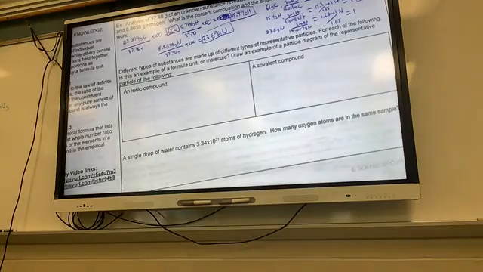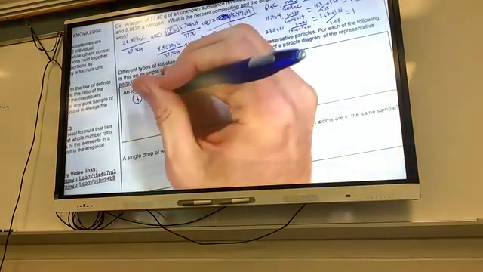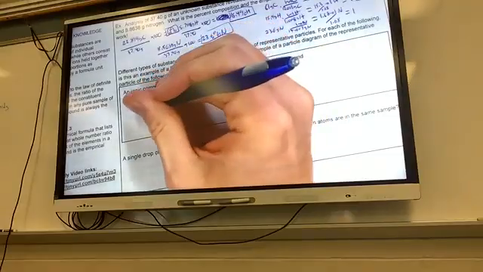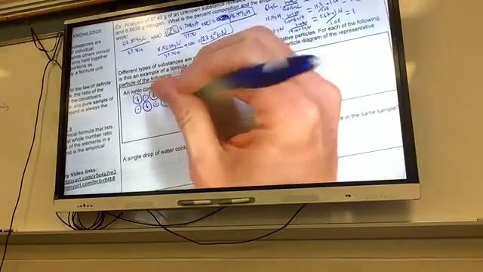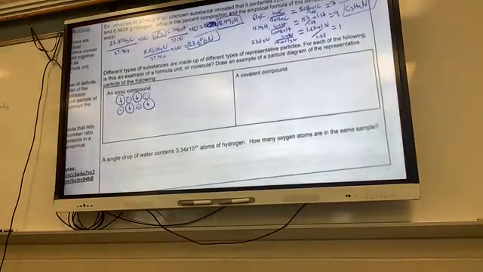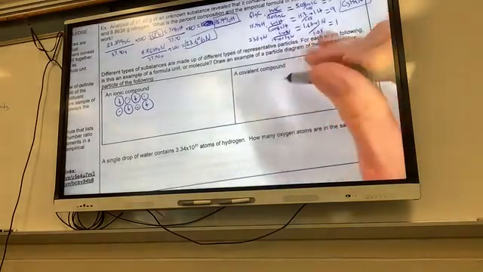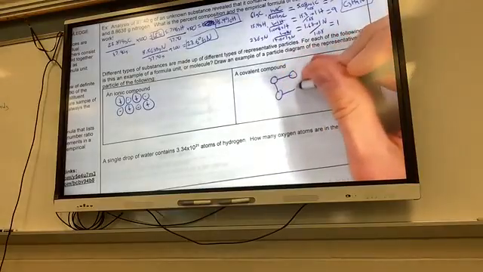Remember when I passed around my model? Oh yeah, the crystal lattice. So this is your positive, right? Negative, positive, negative, negative, positive, negative, right? There's your crystal lattice. It's pretty good. And then a covalent compound, they're all sharing, right? So it looks something more 3D like that.